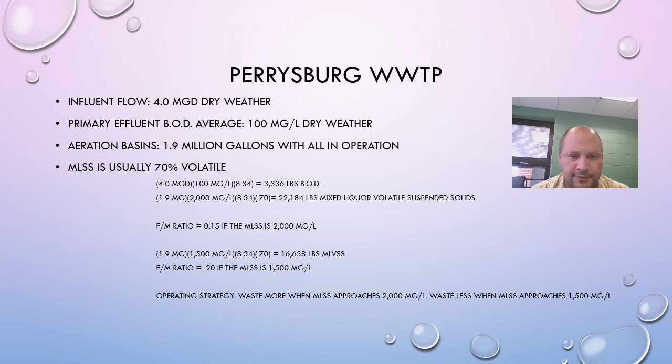So we were able to go back and do the calculations and show that we would be better off running the plant closer to 1,500 milligrams per liter instead of 2,500. And again, that's just a real life example of how these mathematical problems that you're doing in your homework can be applied practically to run an activated sludge plant.